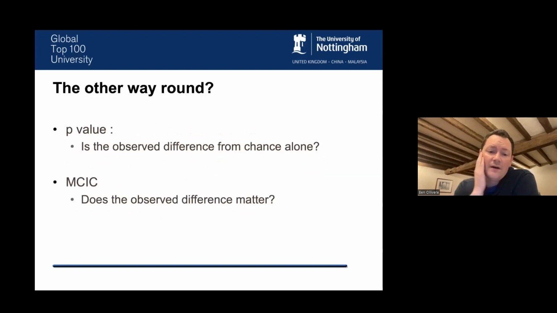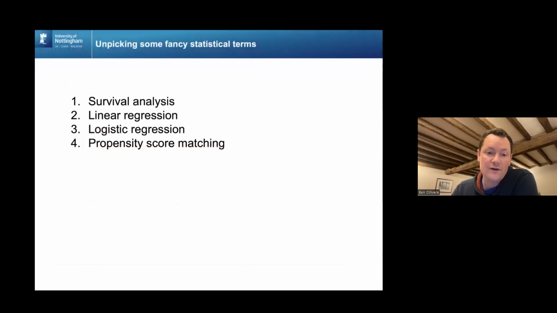So p-value is the observed difference from chance alone. The minimally clinically important difference is, does the observed difference matter? And if those things aren't reported in the paper, you've got to ask questions about whether or not that paper itself gives you clinically relevant results.